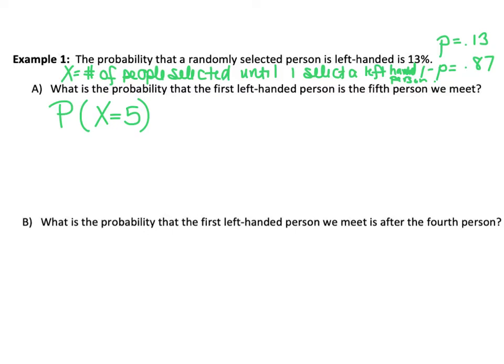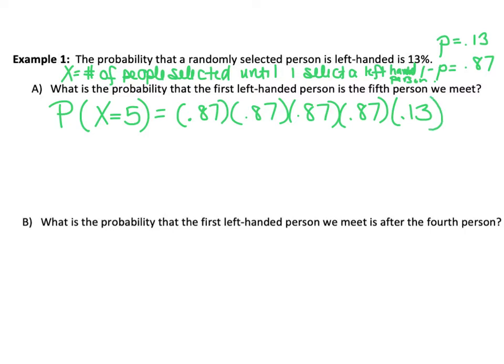Now, by hand, we could figure out this probability. We've done problems like this before. So the first person is not left-handed, would be 0.87. The second person, not left-handed. Third person, not left-handed. And fourth person, not left-handed. And the fifth person is the first one who is, 0.13.